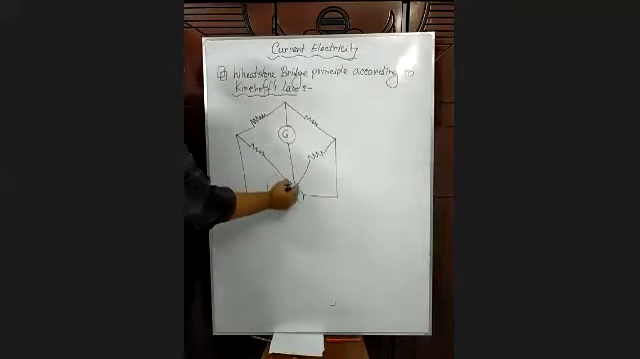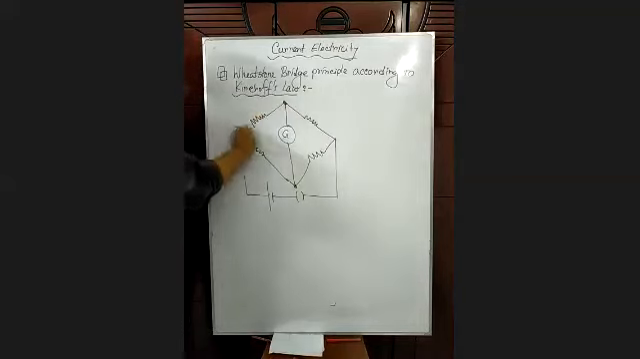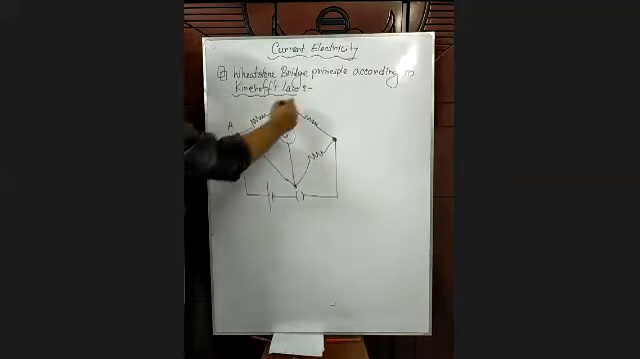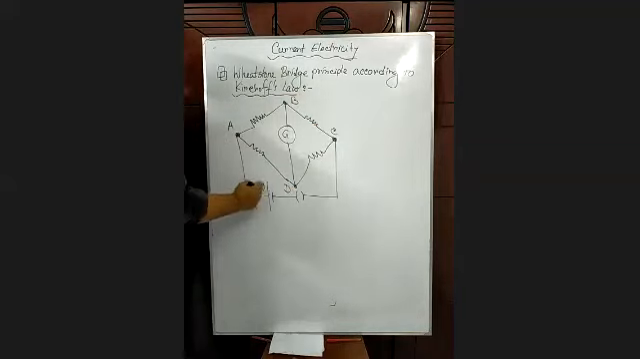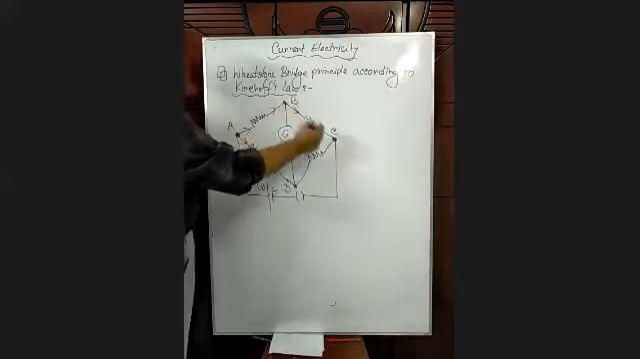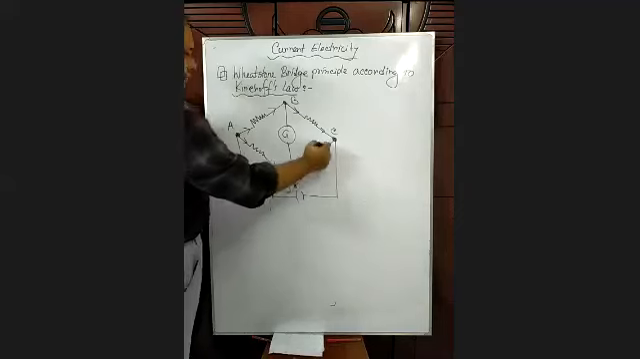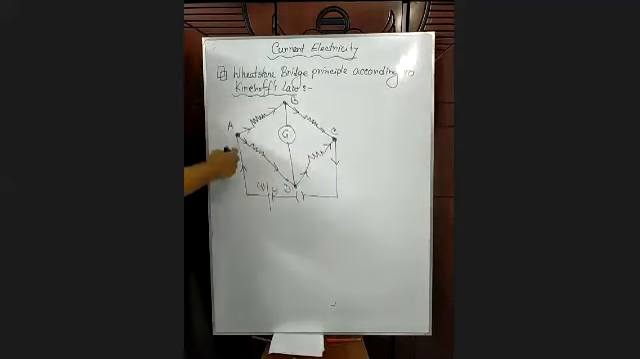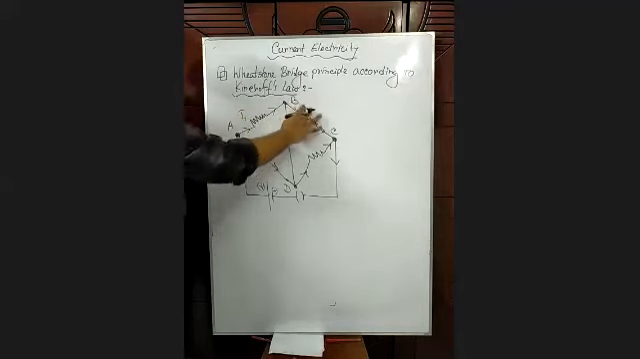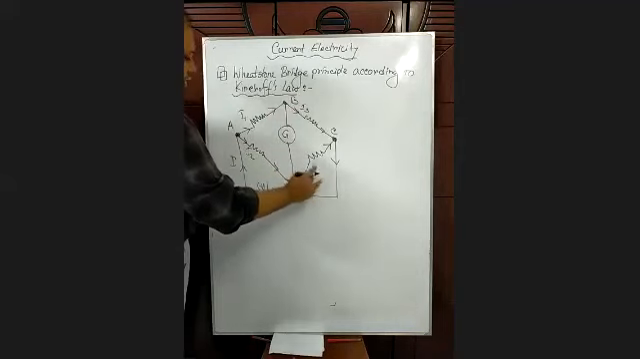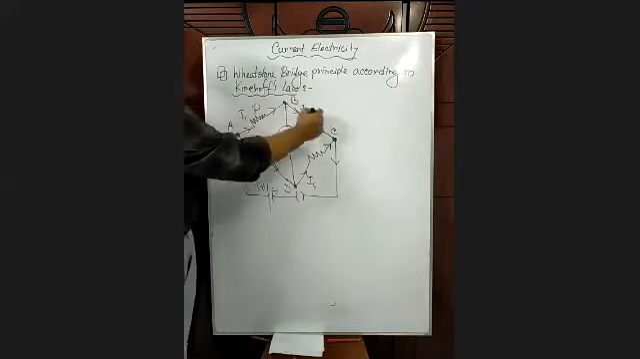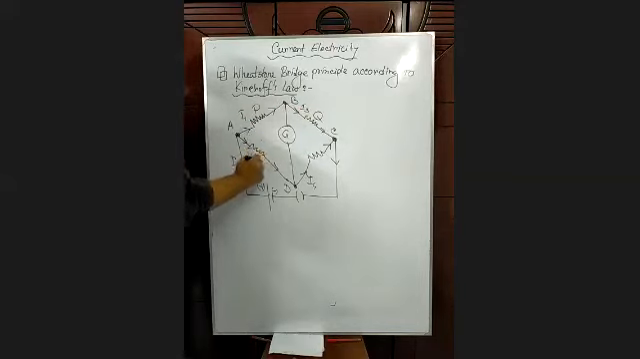Okay, so here are the 4 points. I'm indicating the points as A, B, C, and D. And also, I am giving the direction for current in this whole circuit. I consider it is I1 here, I2, I3 here, I2 here, and I4 here. And I am also giving the resistance here.